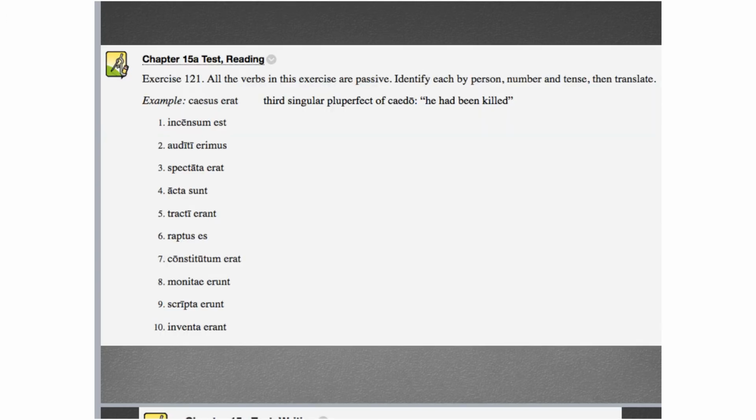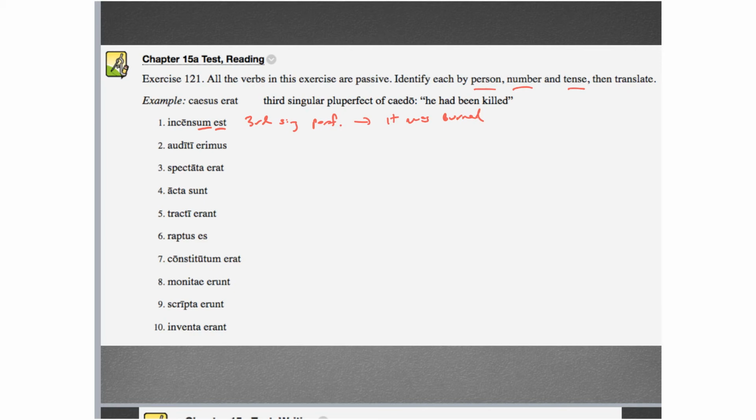So let's take a look at the summatives. You're identifying the verbs by person, number, and tense, and then you're translating them. So incensum est, third person singular, and it's perfect. The est gives me the third singular, and the est with that fourth principal part gives me the perfect. And so translated, it was or has been burned. And note that um tells me that it's it, because um is neuter. If it were he was burned, it would have to be incensus est. She was burned, incensa est.